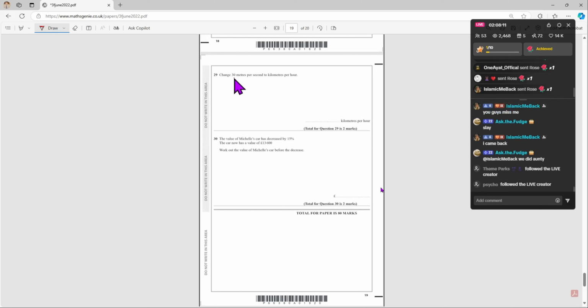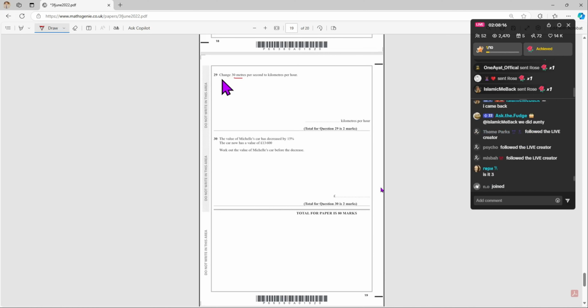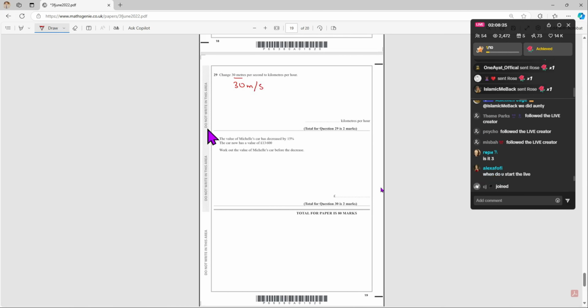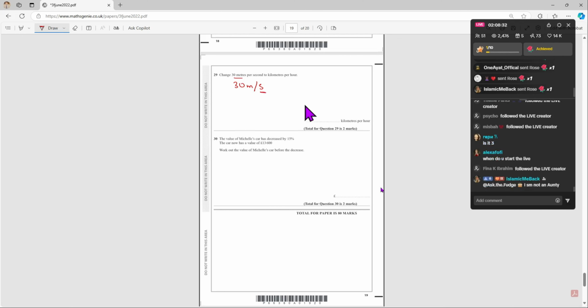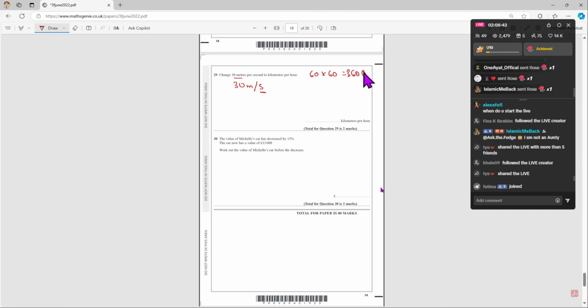So we have to change 30 meters per second to kilometers per hour. First of all, we need to work it out in hours. We know that in an hour, 60 times 60 gives 3,600 seconds in an hour.